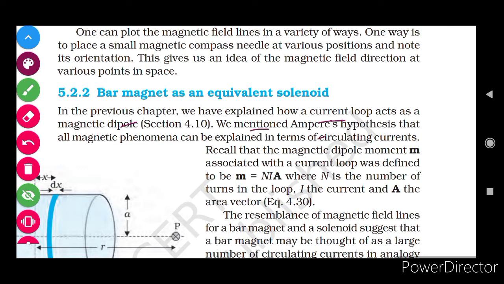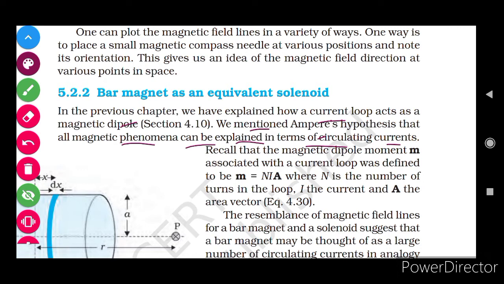We mentioned Ampere's hypothesis that all magnetic phenomena can be explained in terms of circulating current. In Ampere's circuital law, the line integral of the magnetic field is mu naught times the current threading through the loop. So according to Ampere's hypothesis, all magnetic phenomena are due to electric circulating current.